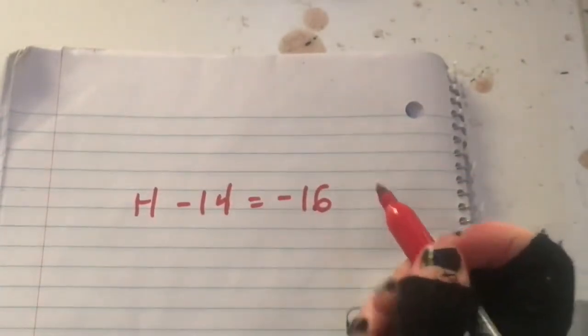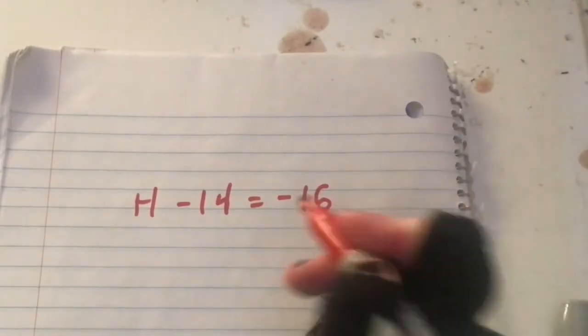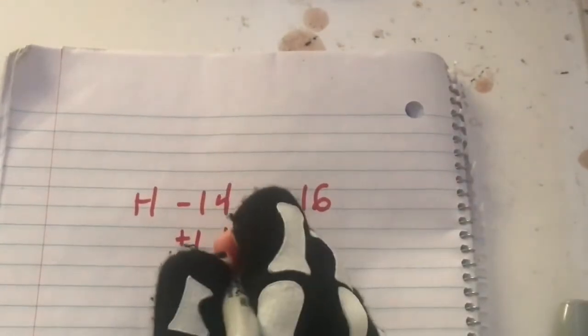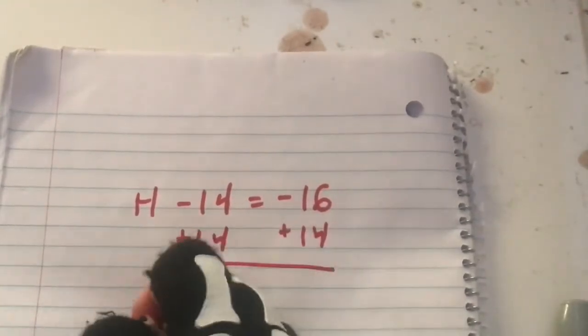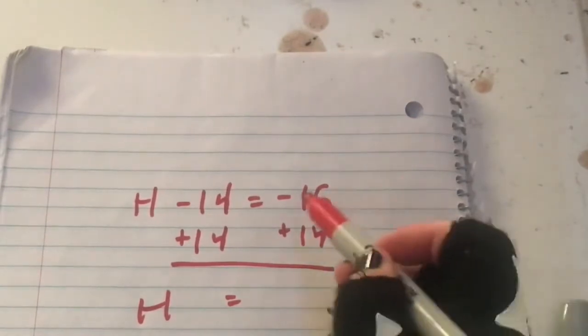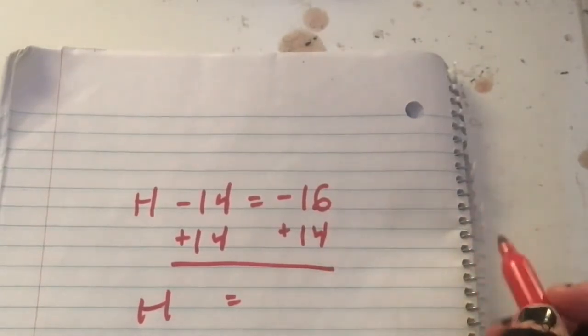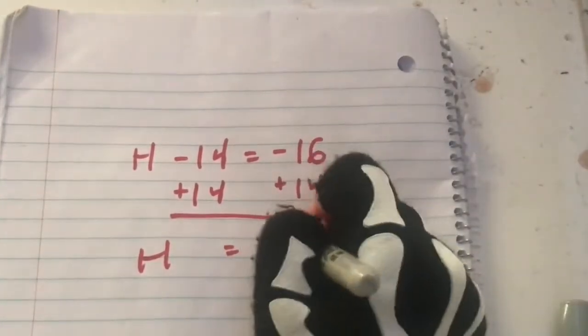Now this might be a little tricky because again, it's a negative 14, but you just do the opposite and add 14 to both sides, which then isolates the variable and leaves you with negative 16 plus 14, which equals, let me just scoot this forward, negative 2.